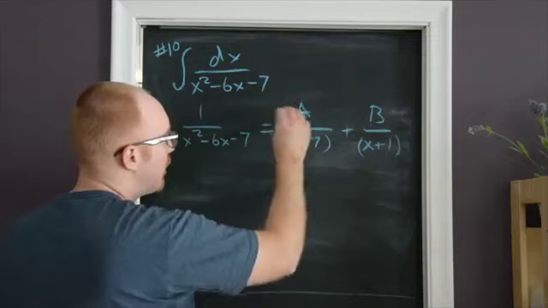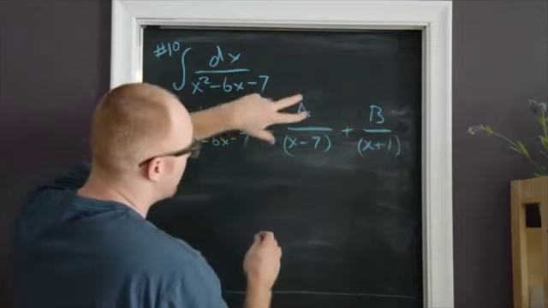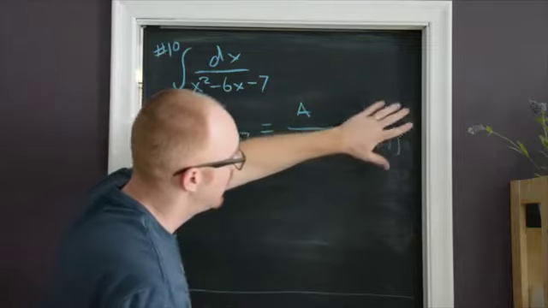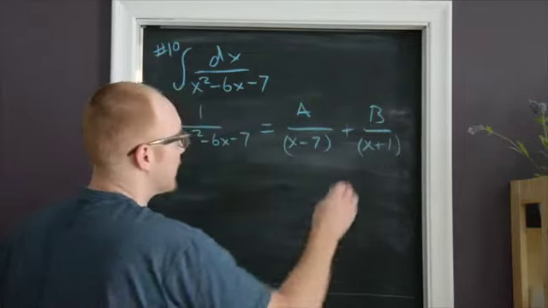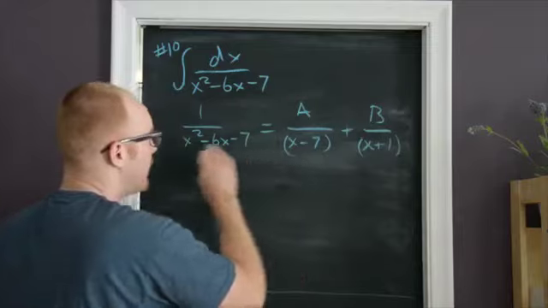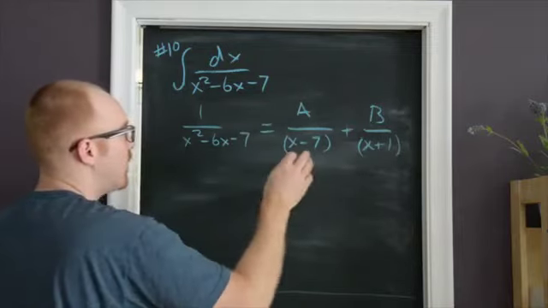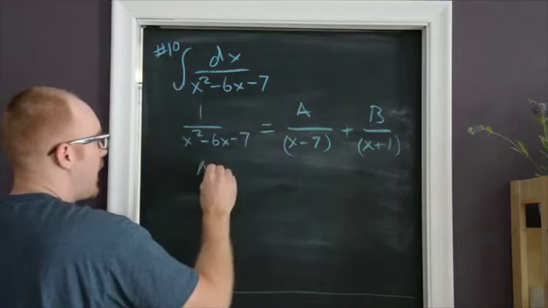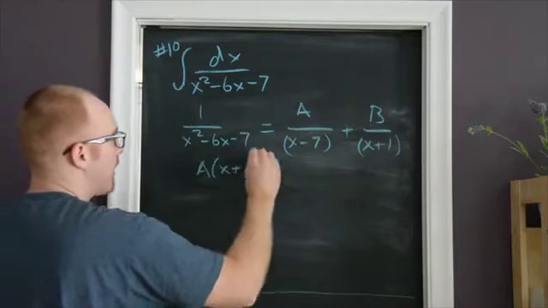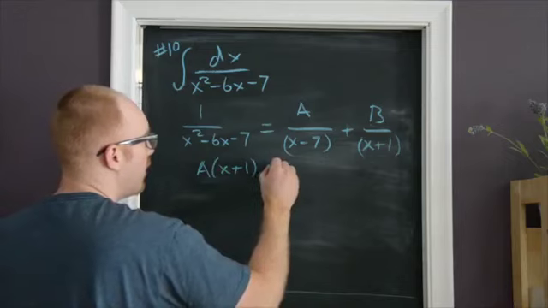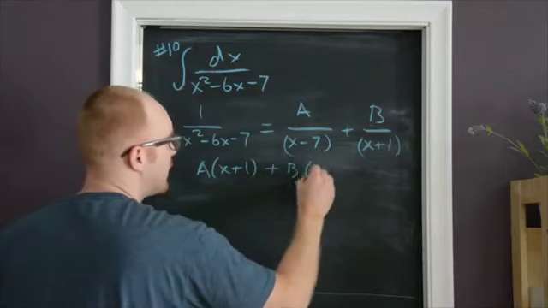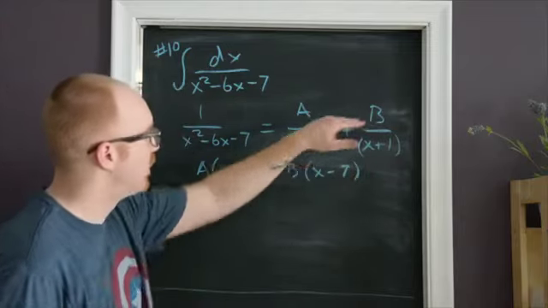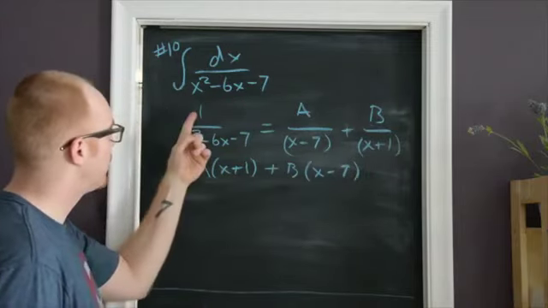Well, you can think of it as multiplying this one by x plus 1 over x plus 1, and this one by x minus 7 over x minus 7. You'll get a common denominator, and the top should equal 1. So if I multiply this one by x plus 1, we get A times x plus 1 plus B times x minus 7. That would be my numerator over here. And what should that equal? It should equal 1.